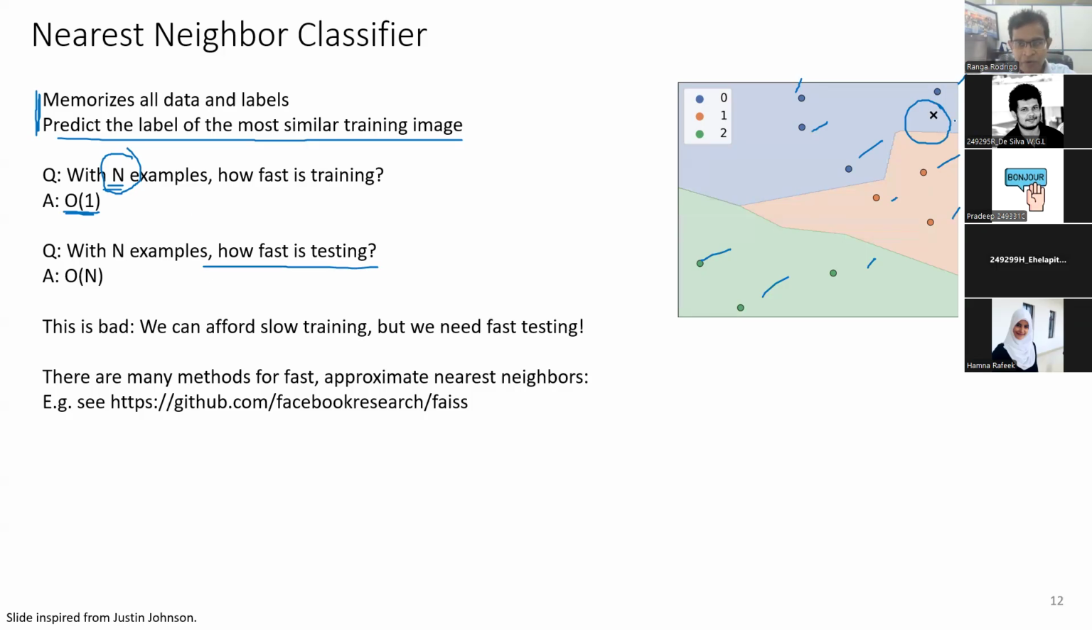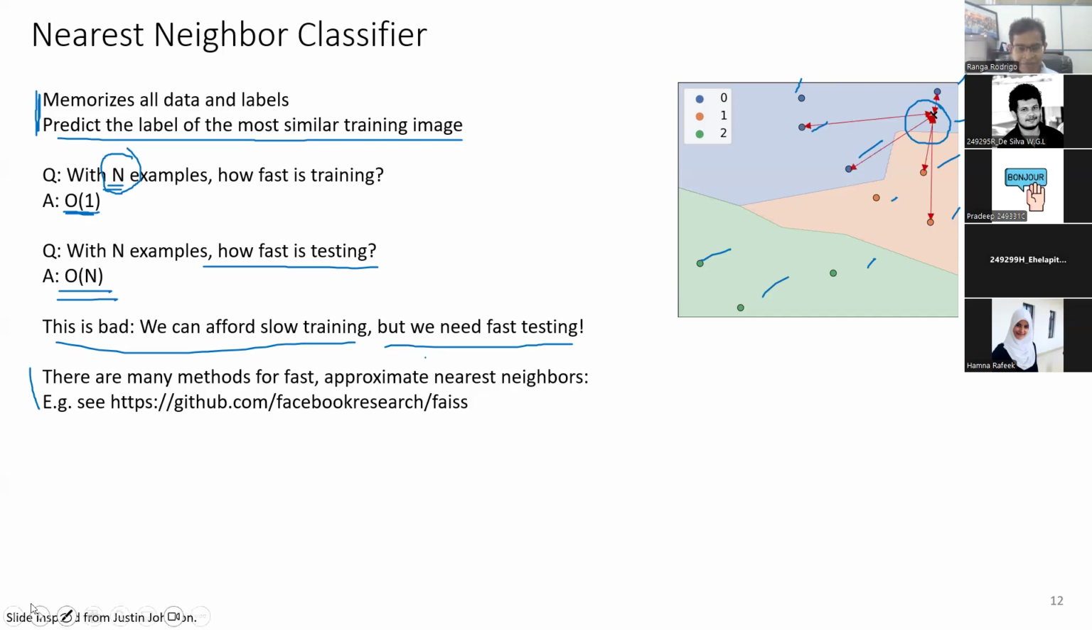In your testing, that means when you want to see what class this cross belongs to, you have to test with every single possible dot available in this data set. You have to find the distance between the cross and every single possible dot. So that's why it takes n computations. N distance computations are required. Obviously, you can understand this. This is bad because we can afford slow training, but we need fast testing, right? Testing time consuming is not good. So there are many methods for fast approximate nearest neighbor. There are fast ones, but the simple one is slow.